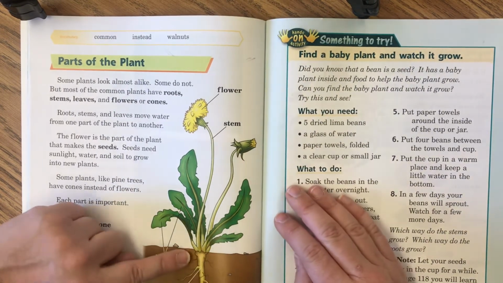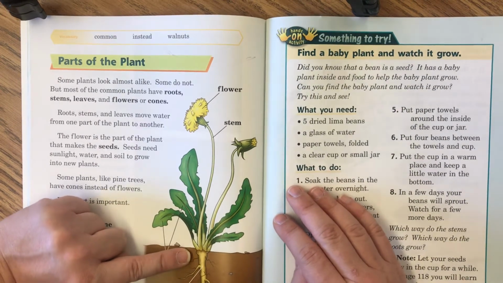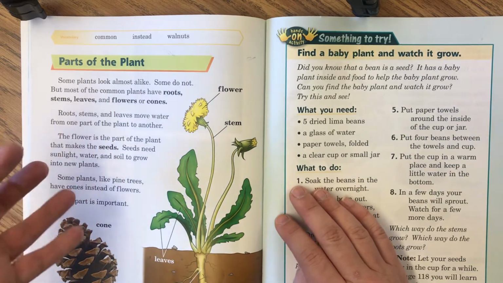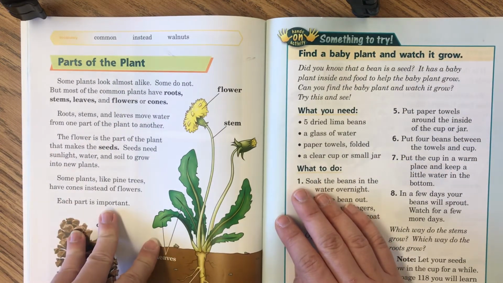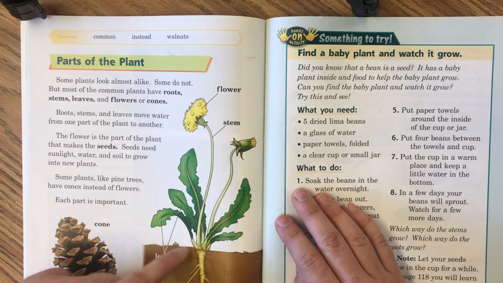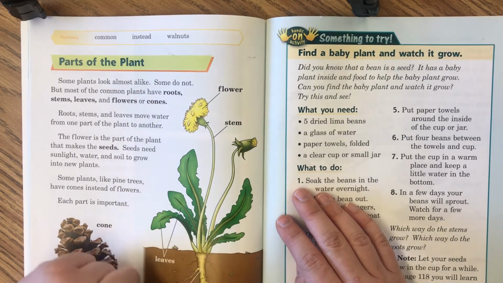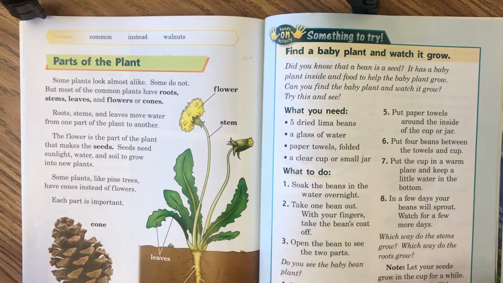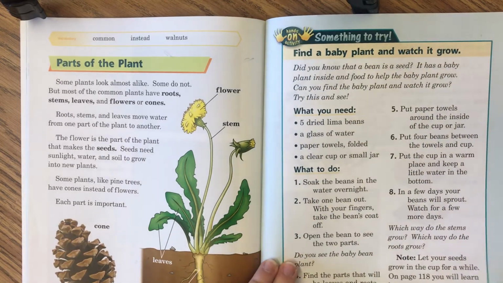Hopefully you can see them. I know my camera's not seeing everything. But the roots are down below, and if you pull a dandelion out of the ground, by the bottom of it where the earth is, you should be able to pull the roots out, and you can see they start to spread out, and they have these little hairs. They're really cool. All right, go ahead and turn the page.